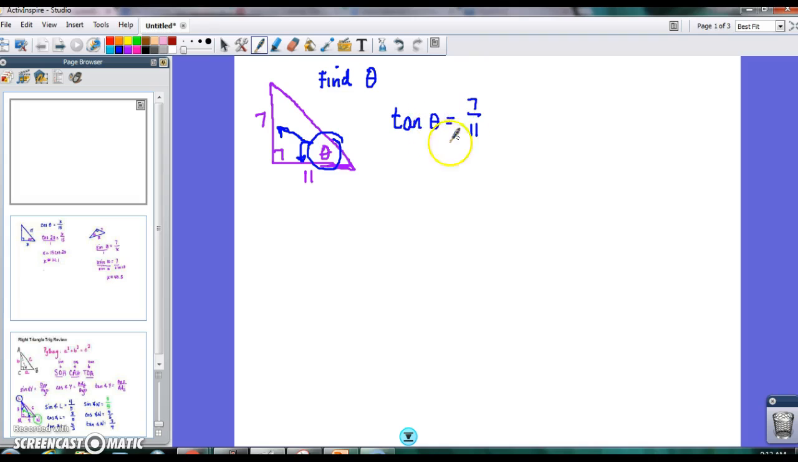Now, in this problem, this is different than the other ones we did. Our variable is the angle. They could have put an x here, they could have put a Greek letter. It doesn't matter what the letter is, but the variable is the angle.